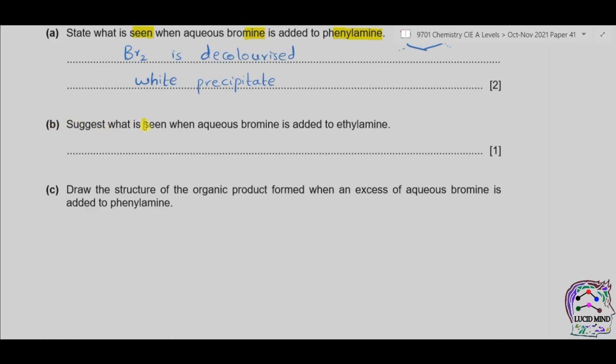Part B suggests what is seen when aqueous bromine is added to ethylamine. As we have already discussed, there is no reaction of ethylamine with bromine. So nothing is seen or there is no change.